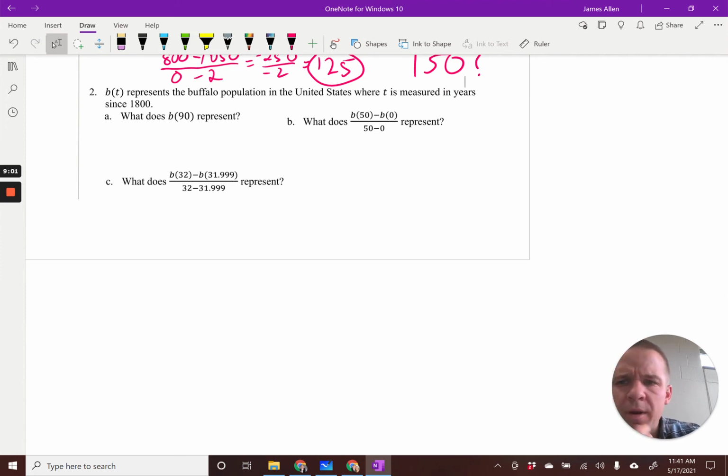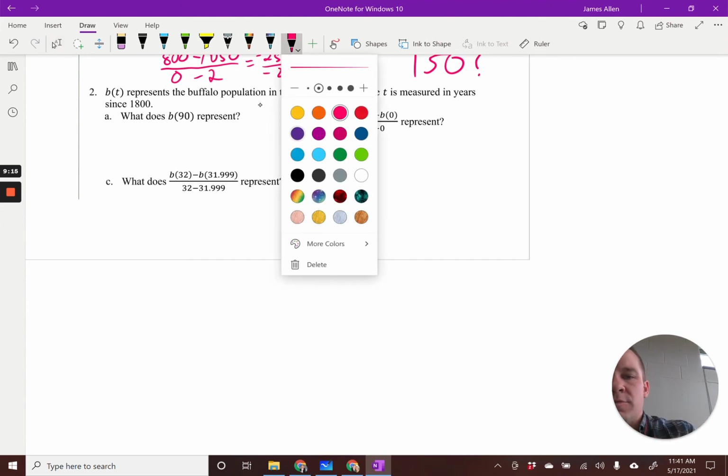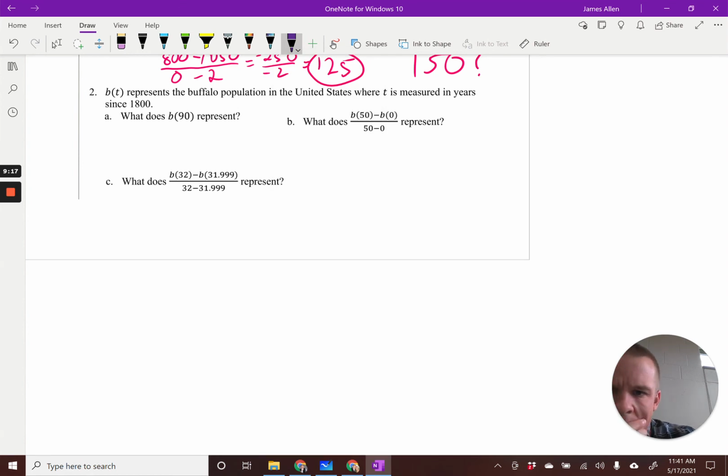So a totally different style problem here. B of T represents the buffalo population in the United States, where T is measured in years since 1800. Okay? Lots of buffaloes back in the day. What does B of 90 represent is the question. Well, that would mean that that's the number of buffaloes present in 1890, right? If I plug 90 in, evaluate the function, the output there would be the number of buffaloes present in 1890. So there we go. Buffalo population in 1890. Awesome.